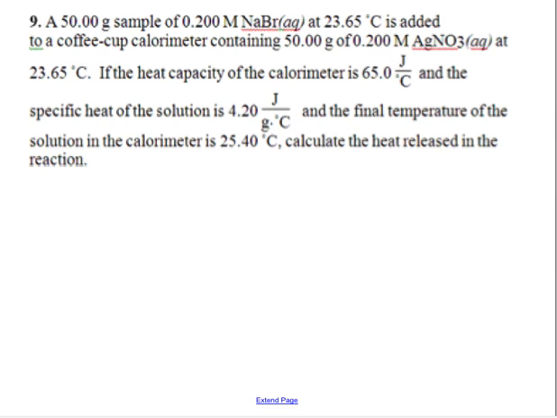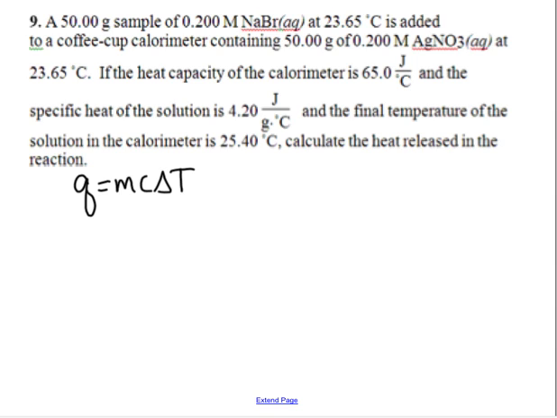Y'all need to watch the video. This is probably the most important problem all day, okay? All right, so good luck. Q equals mcΔT is going to solve for the temperature going to the thermometer.